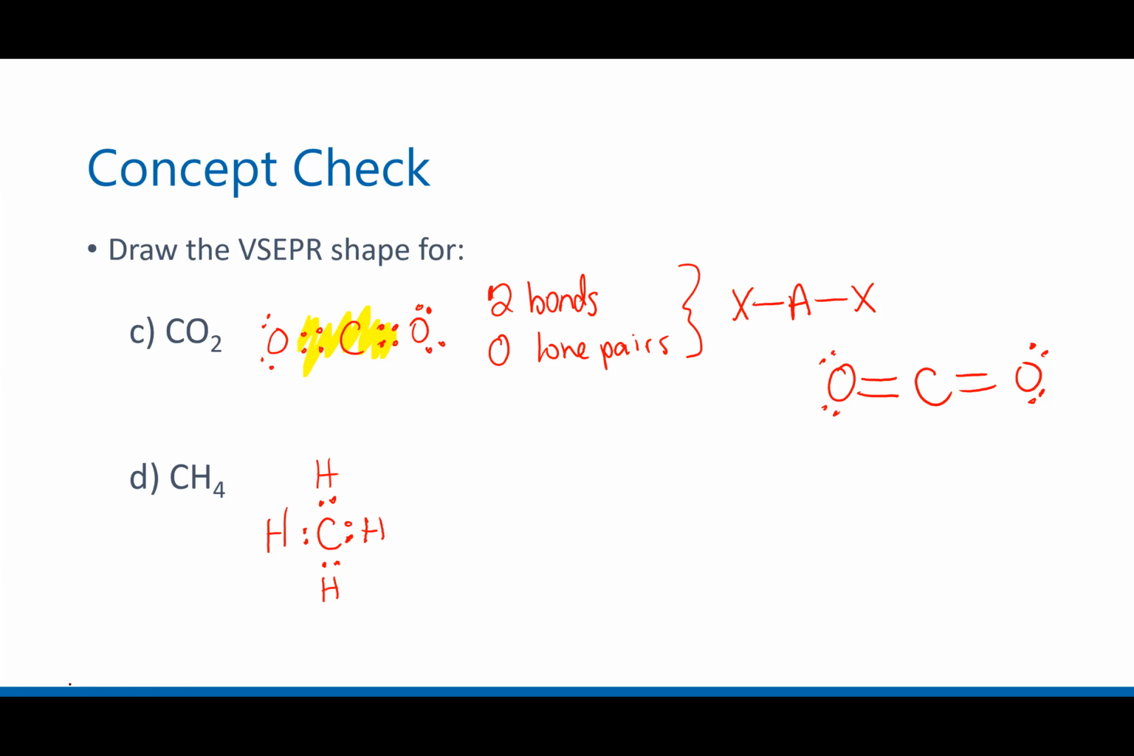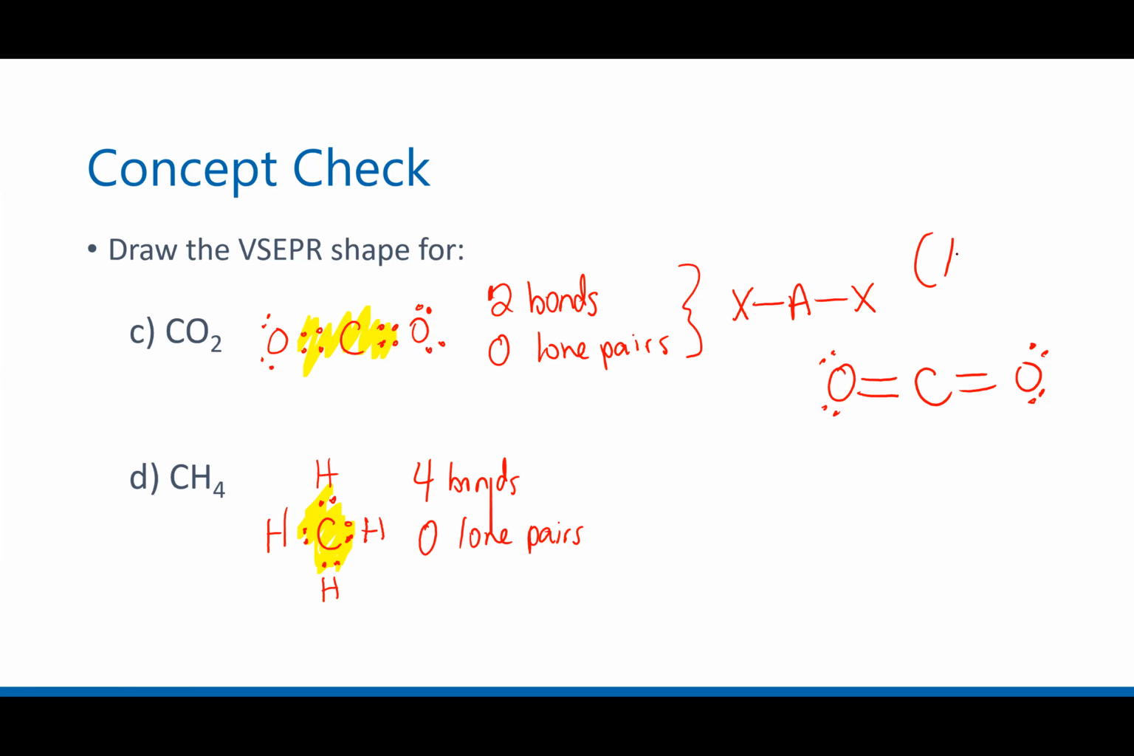This is actually one of my favorites. It's honestly one of the easiest ones because there's really nothing to distract you here. There's no crazy lone pairs on the hydrogens. This one is so simple. Sorry, I have four bonds and no lone pairs.